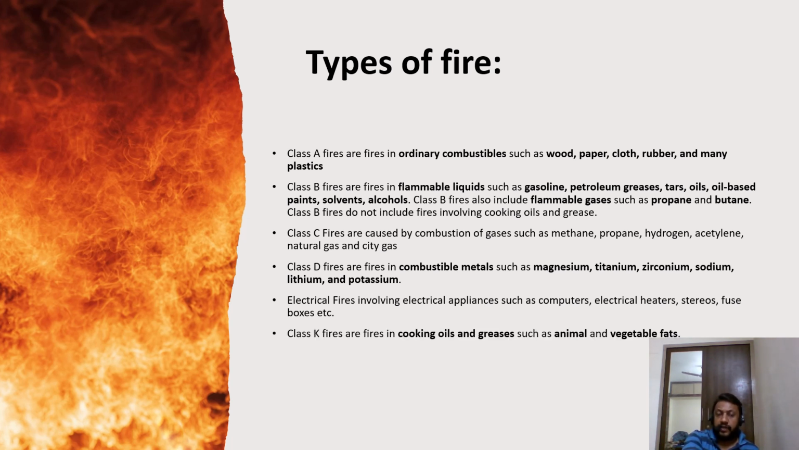And then we also have a new category, class K, which in a few places is also defined as class F. Either class F or class K, both are the same. These are fires that are caught in cooking oil and grease made from animal and vegetable fats. If a fire catches on this kind of material, that fire is treated as class K or class F. So these are the categories of fire: A, B, C, D, electrical fire, and K.